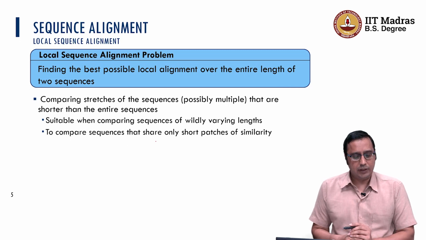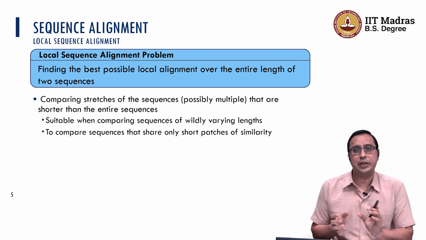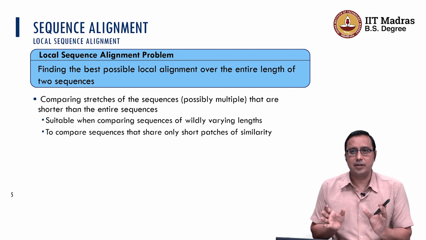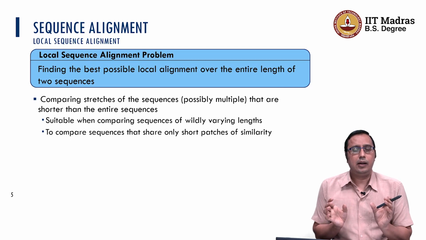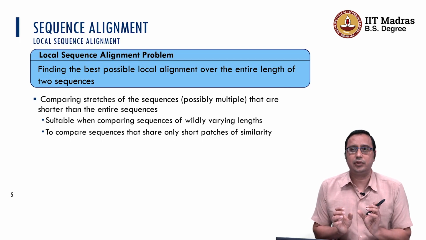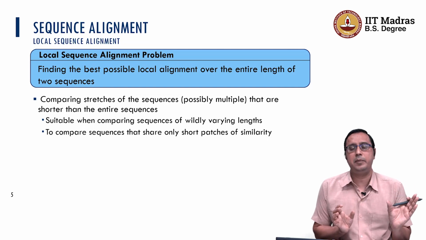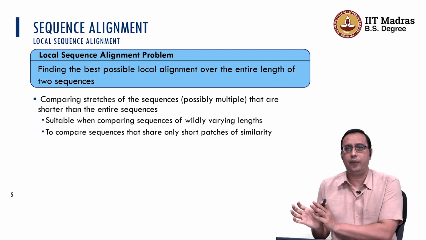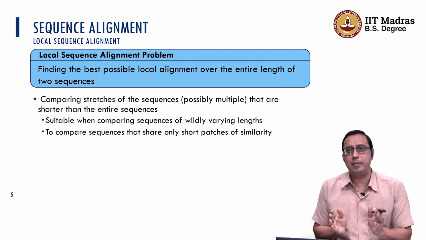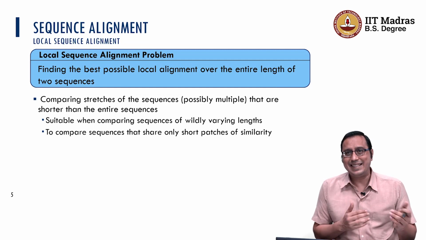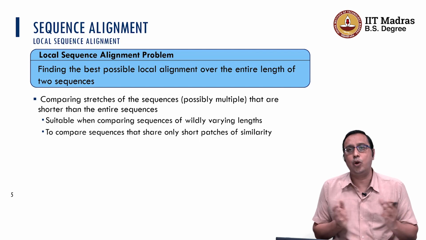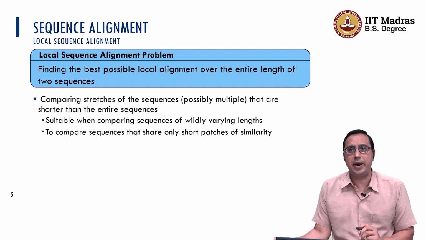The other reason we want to do this is to compare sequences that share only short patches of similarity. So I want to find out two sequences where they are dissimilar, but there is some similarity. As short patches, there will be similar patches, then different patches. In that case, the global alignment problem does not make sense. I would like to understand the similarity between these sequences locally rather than globally. In that case, the local sequence alignment problem should be formulated.